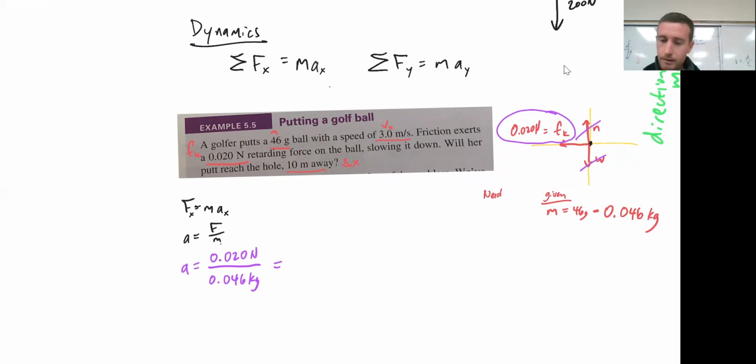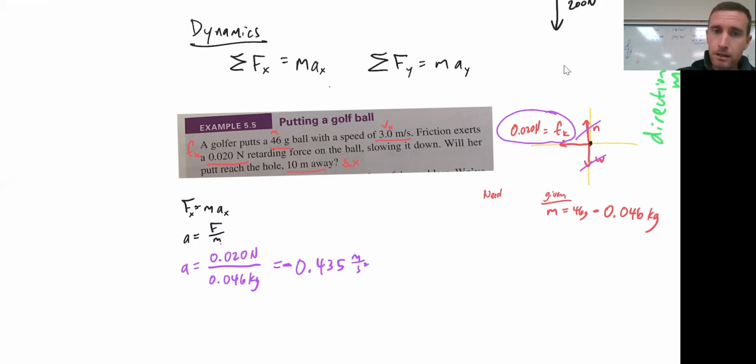0.02 divided by 0.046, 0.435 meters per second squared. And I know that's going to be a negative value because it's slowing down. So I should be reducing in speed.